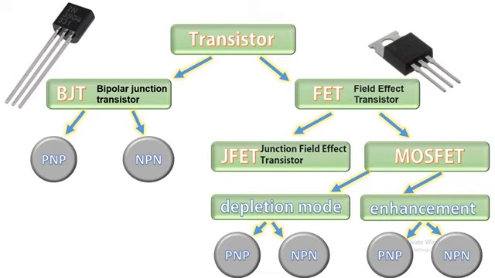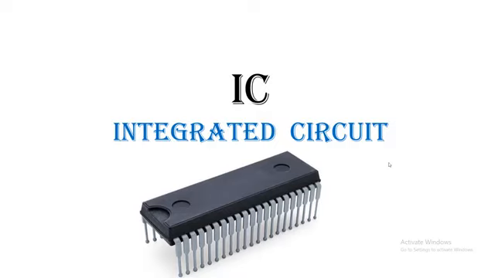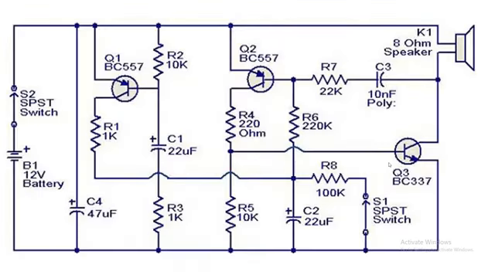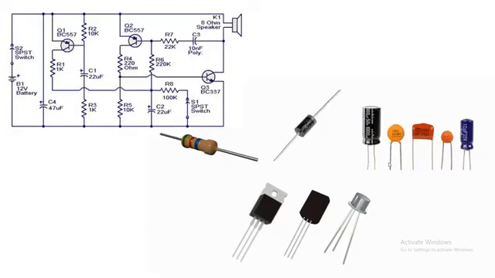I hope you understood. What is an IC? IC is the short form of integrated circuit. So before understanding the IC, I will give you a small example which makes it easy to understand. For example, if you have a circuit, in this circuit you are using different types of components. You are using a lot of resistors, diodes, different types of capacitors, and also transistors.